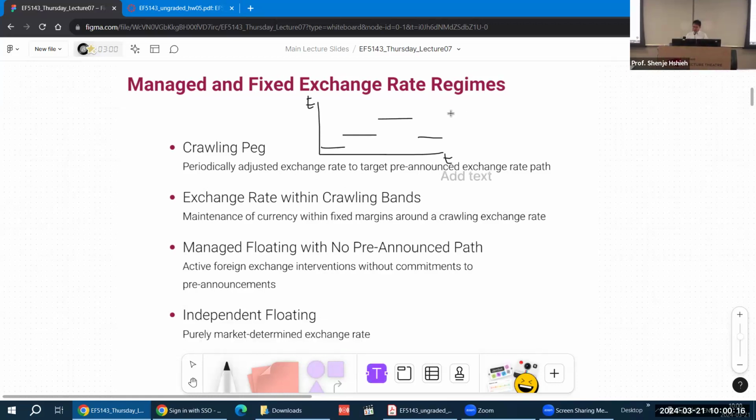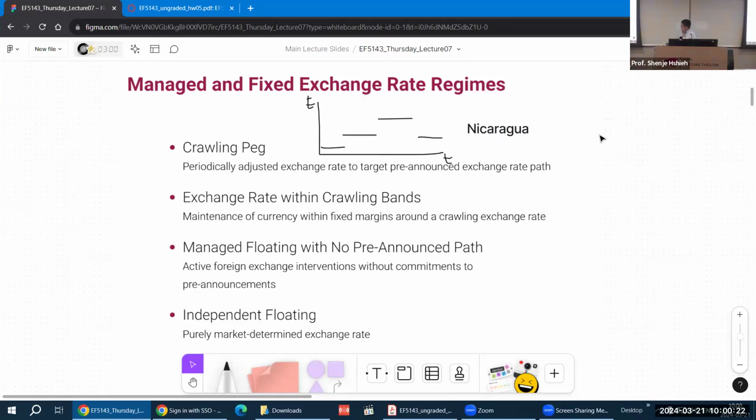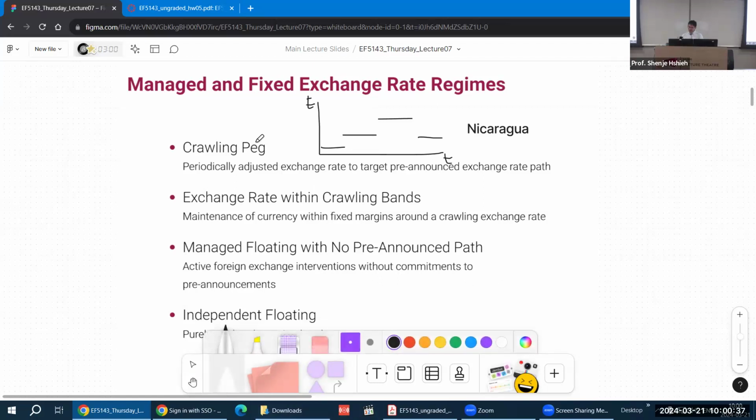So countries like Nicaragua has a crawling peg. Exchange rate within crawling bands. So that is similar to crawling peg, but instead of a fixed exchange rate, it's the bands that are moving as opposed to the peg.